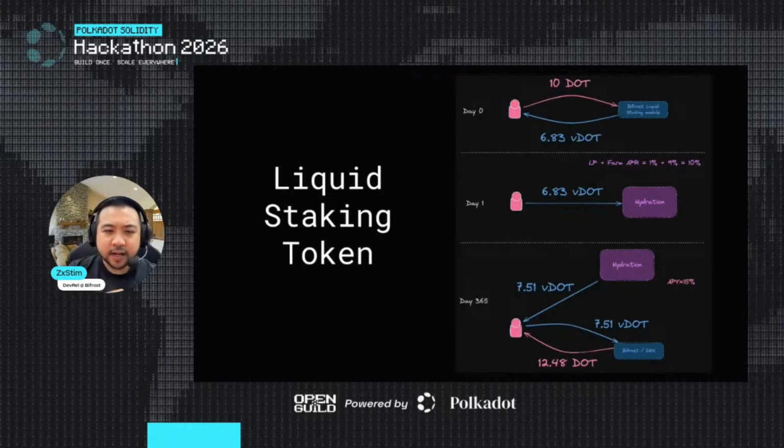let's say the LP plus farm APR right now on Hydration is 1% plus 9%, which is equal to 10%. Right. So after 365 days, you take it out of Hydration, and you would end up with 7.51 vDOT, and once you exchange 7.51 vDOT, you would get 12.48 DOT.